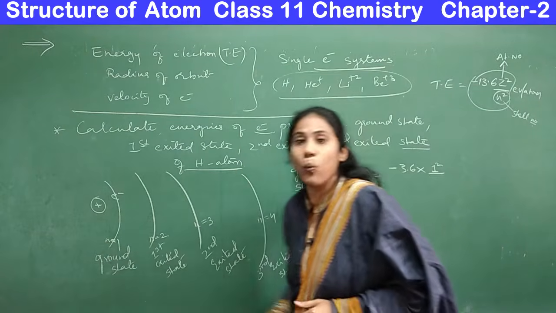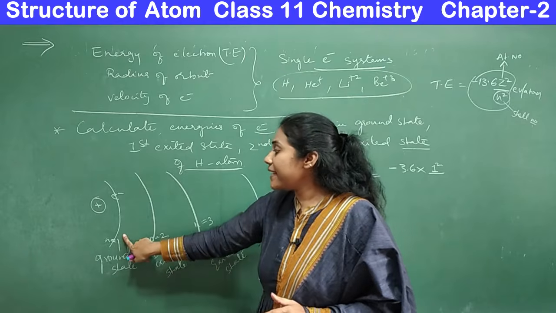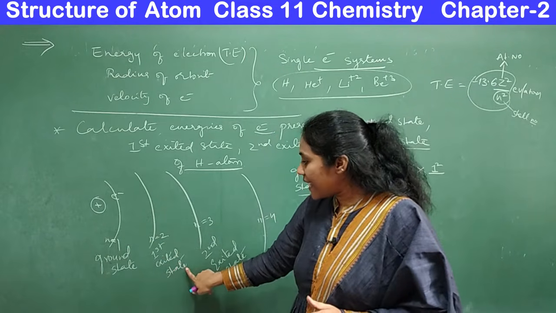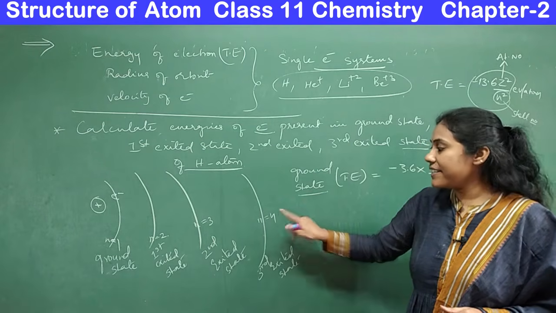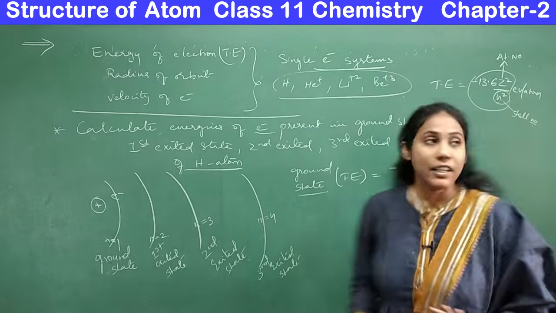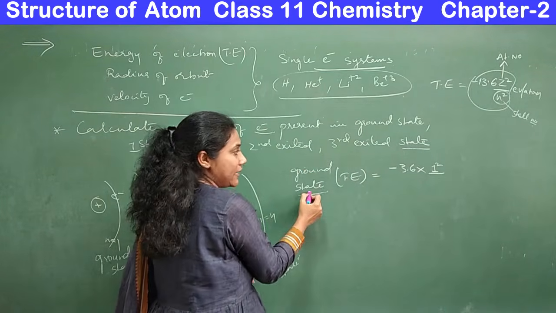N is equal to 1. Remember, this is really very important. For ground state, N is equal to 1. For first excited state, N is equal to 2. For third excited state, N is equal to 4. Okay, fine. So now we are finding the energy of an electron if it is present in the ground state.